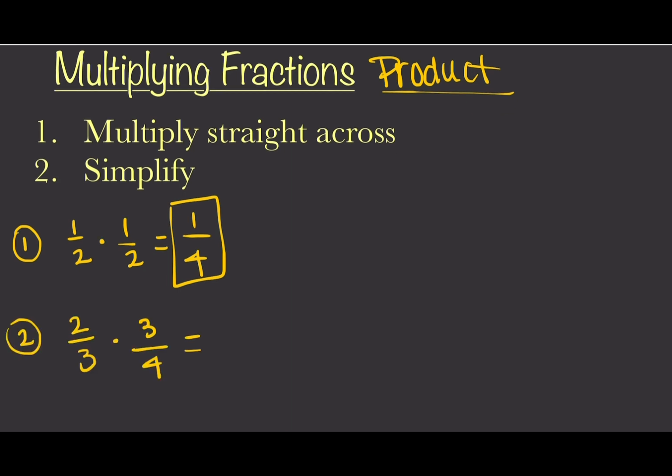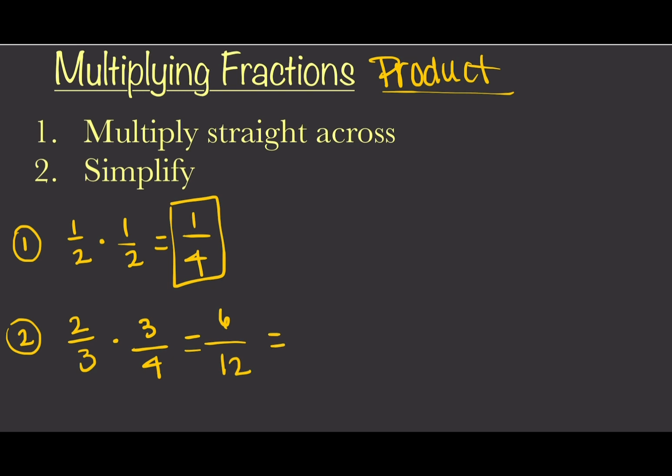We're going to need to find the product of 2/3 and 3/4. So that means we're going to be multiplying. Multiply straight across. 2 times 3 is 6, and 3 times 4 is 12. We have to simplify. If you are not sure how to simplify, please head to my channel. I do have a video in my fractions playlist specifically about simplifying fractions.